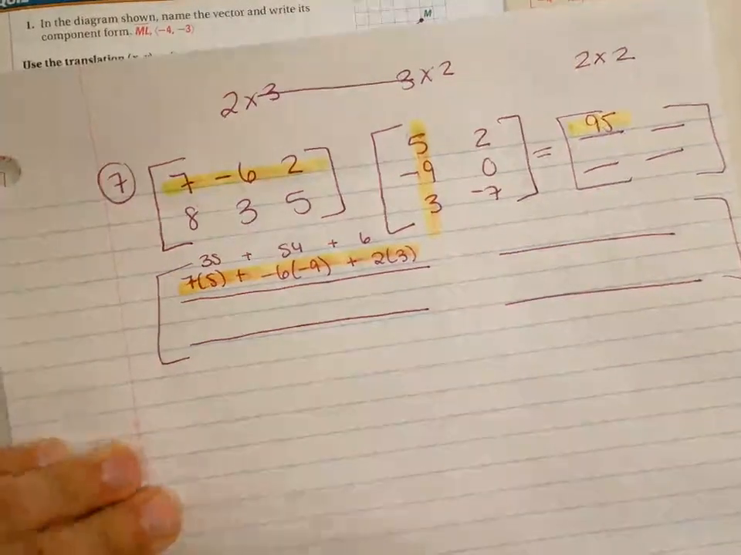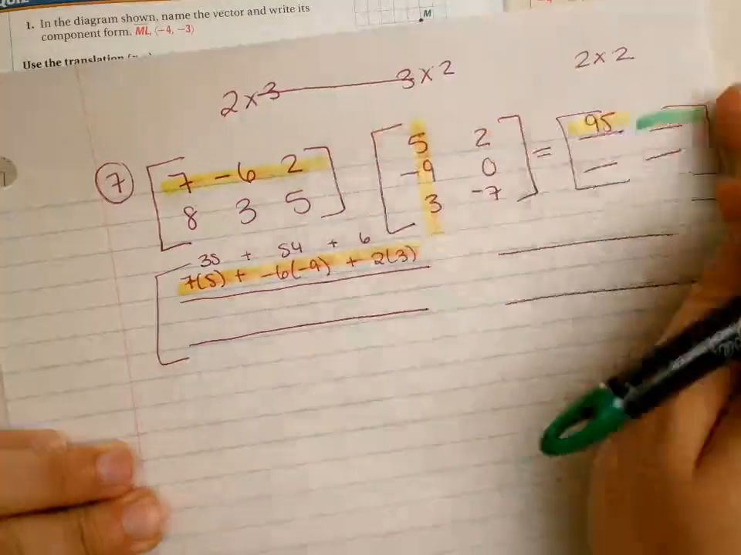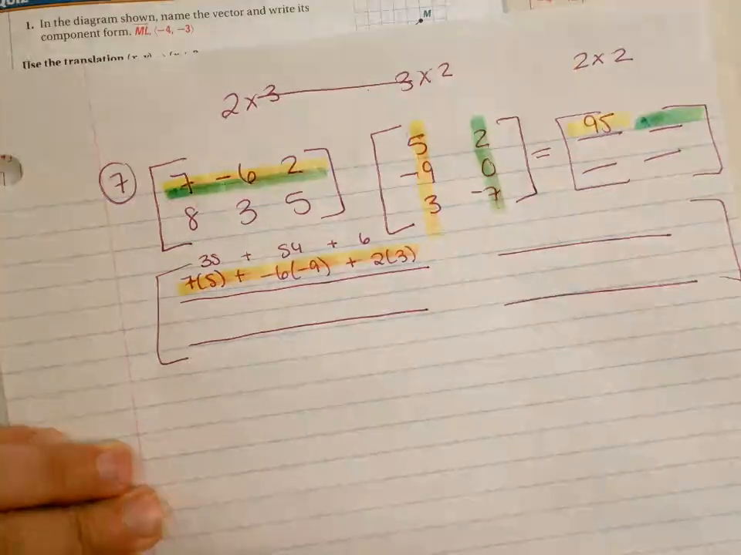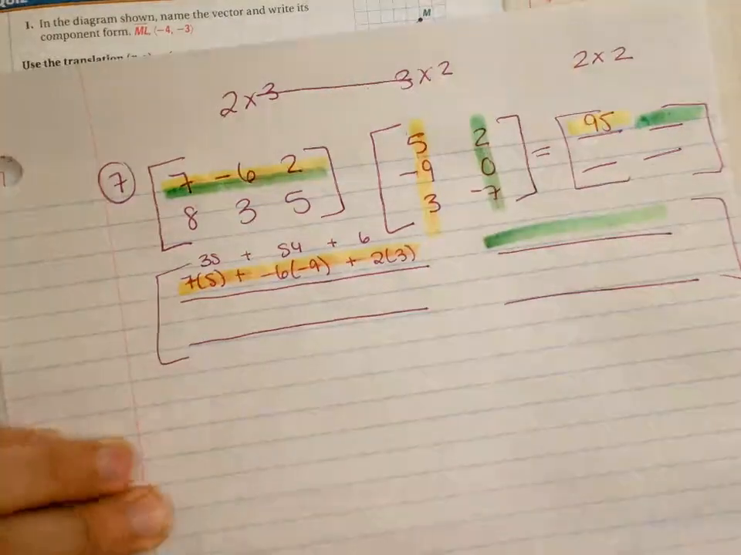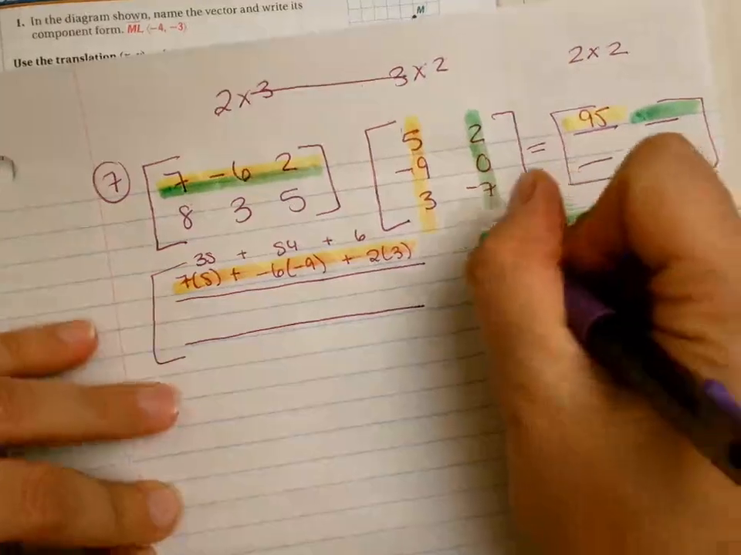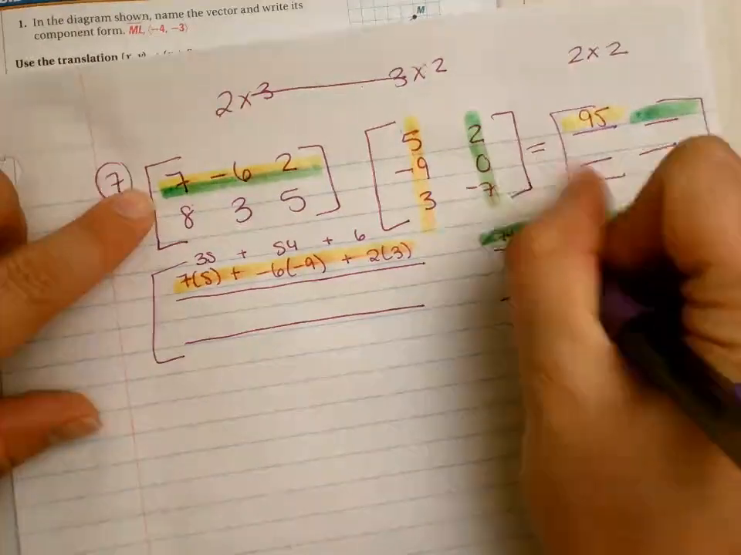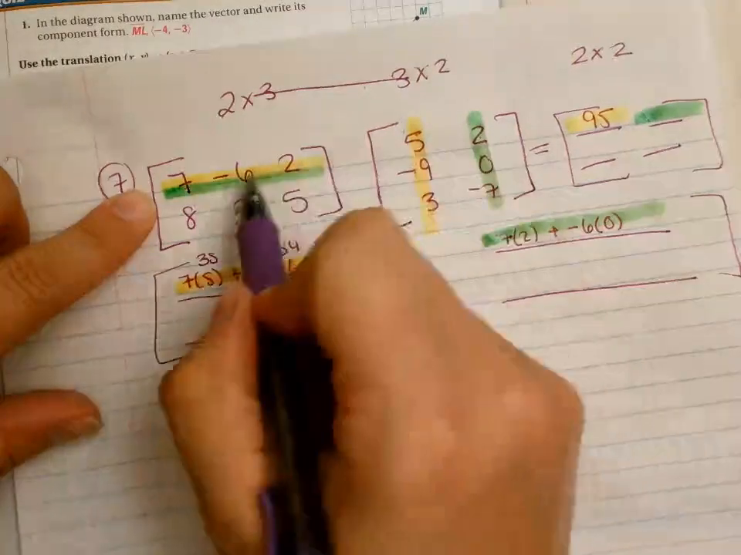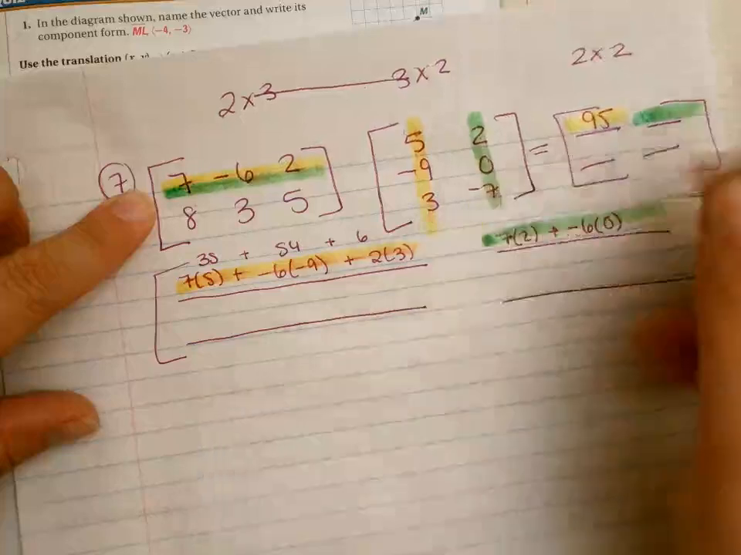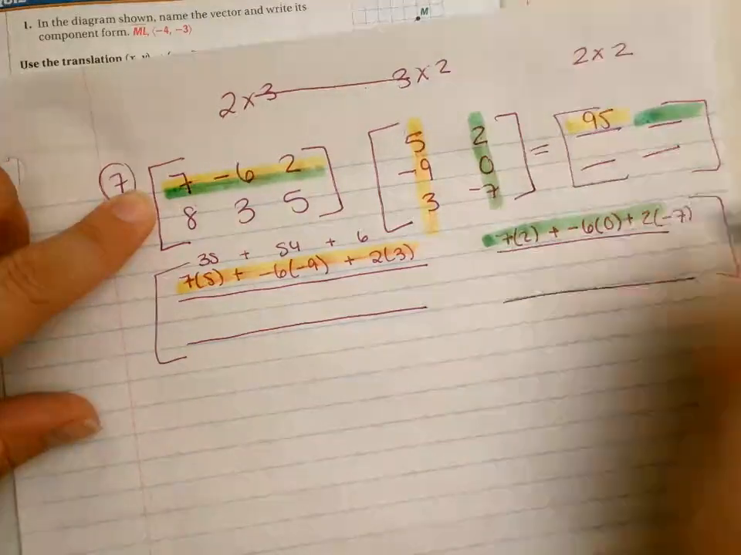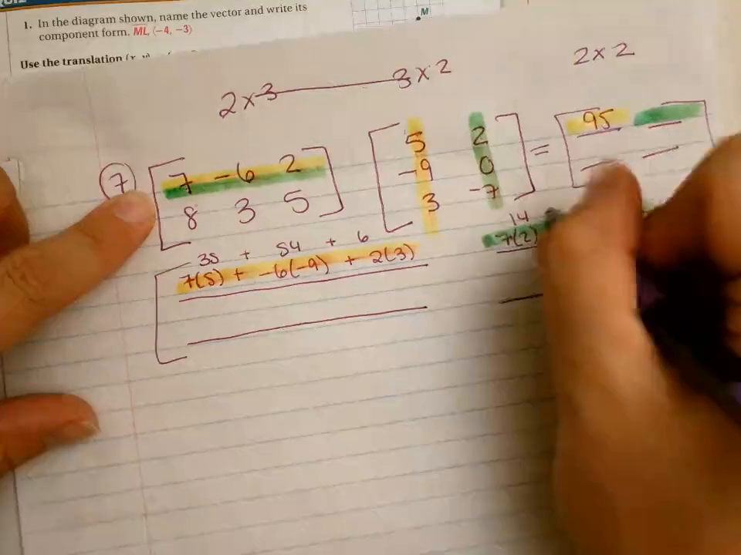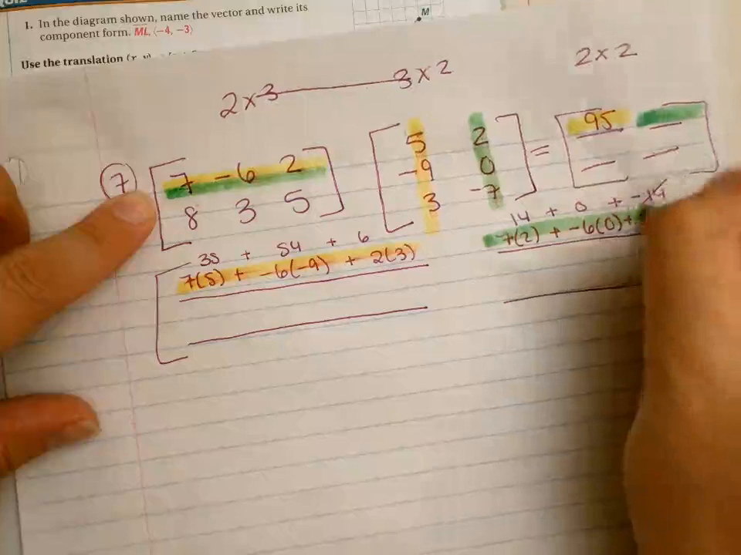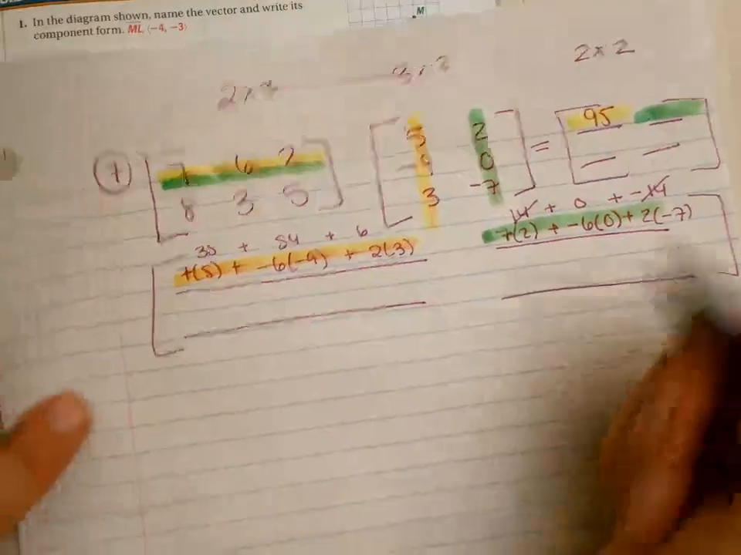Next, this one is row 1, column 2. We're using row 1 and we're using column 2. So here we have 7 times 2, plus negative 6 times 0, plus 2 times negative 7. So that's going to be 14 plus 0 plus negative 14. The 14 and the negative 14 cancel each other out, and you're left with 0.